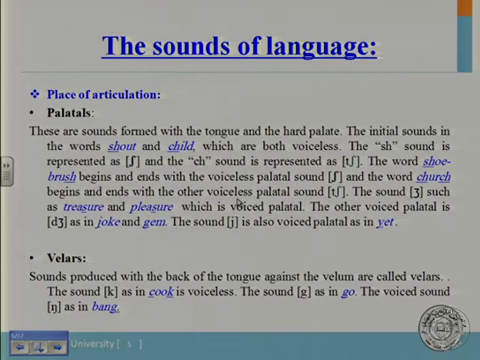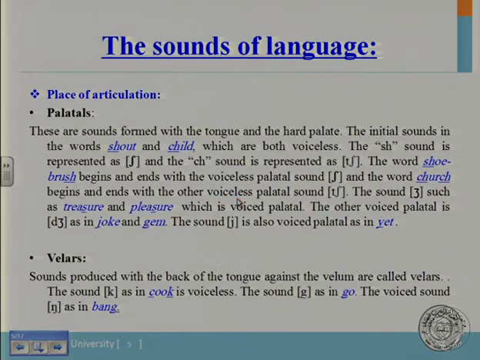Now the sound yeah. As a letter, it's J, right? This is J, but in fact as a sound it's not J, it's yeah. This is the symbol of yeah, a voiced palatal sound, as in yet. And also we have another example here, yes. Yes has this symbol yeah. Again, this is a voiced palatal sound.